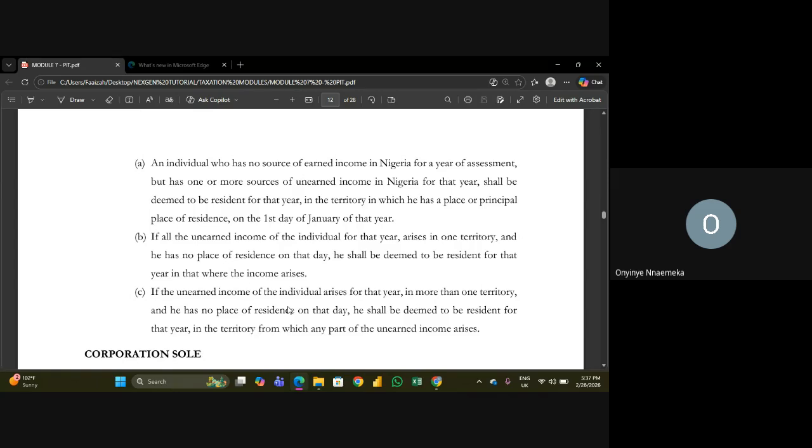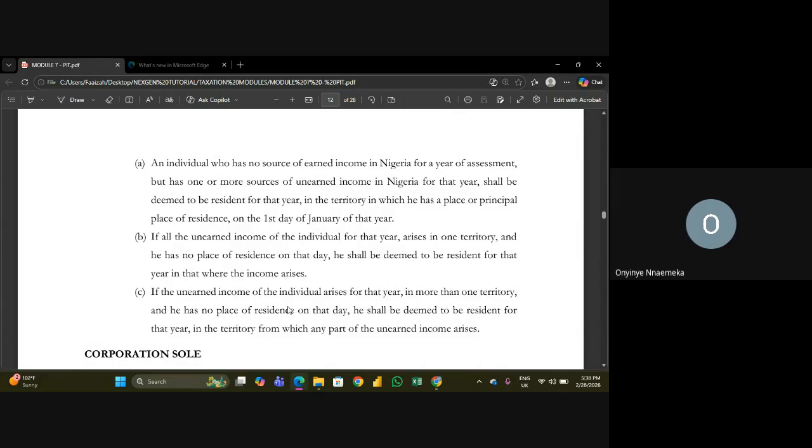If all the unearned income of the individual for that year arises in one territory and he has no place of residence on that day, he shall be deemed to be resident for that year in where the income arises. So if that person does not have a house, I mean a place of residence, which I think is quite impossible, for the 1st of January, then his place of residence becomes the place where all his money is coming from. And that is only when the money is coming from one place only. Maybe all these investments are in Oyo State, or all in Lagos State. So Oyo State or Lagos State becomes his place of residence.